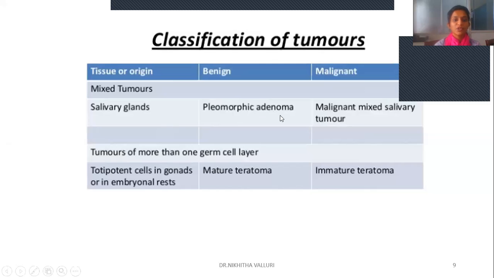So salivary glands, pleomorphic adenoma, totipotent cells, mature teratoma, malignant salivary tumor, immature teratoma.